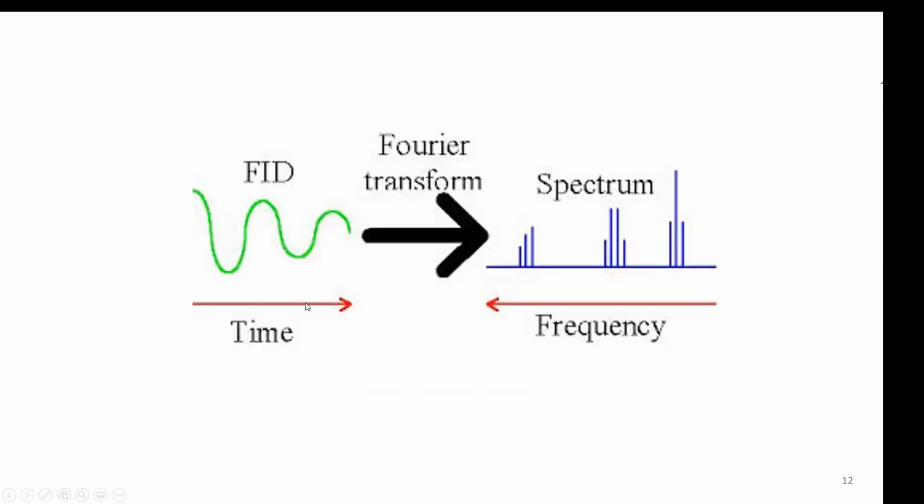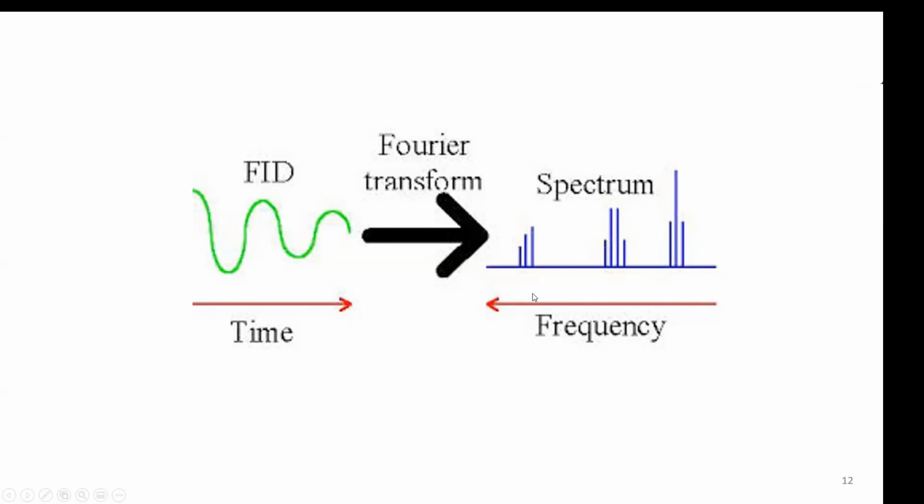The horizontal axis is time. The vertical axis is intensity. So this is the free induction decay real-time data. We're going to measure the intensity decay over time. And the Fourier transform is a mathematical operation that can transform the time data to the frequency domain.